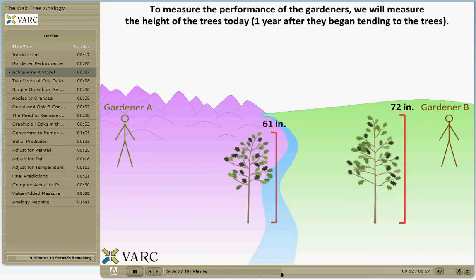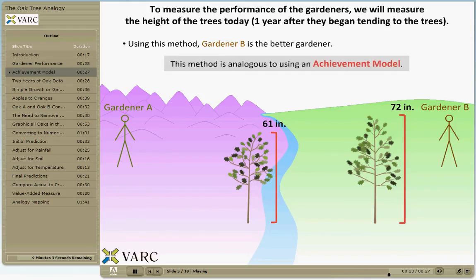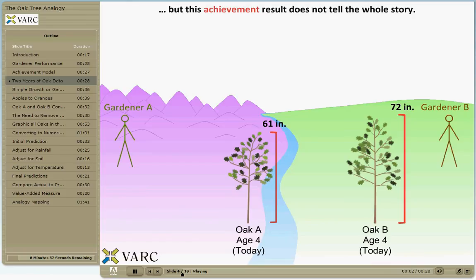With a height of 61 inches for oak tree A and 72 inches for oak tree B, we find gardener B to be the better gardener. This method is analogous to using an achievement model to evaluate performance. But this achievement result does not tell the whole story.